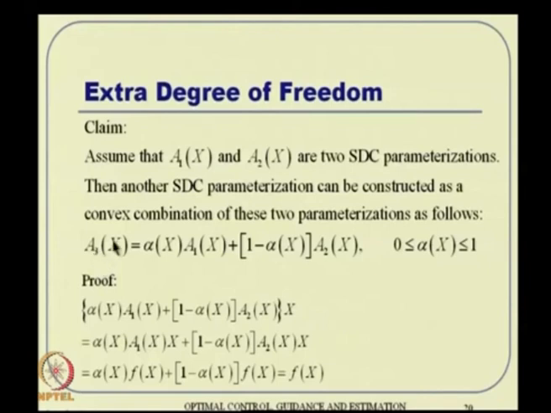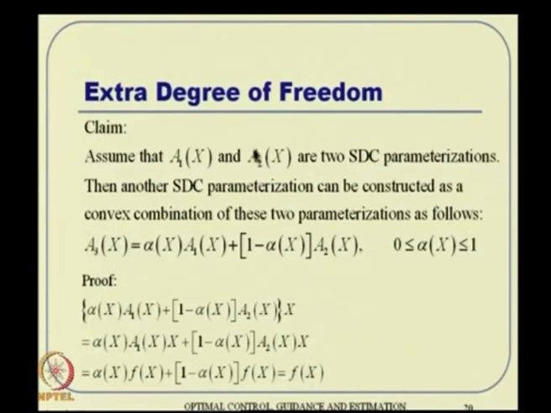Then A3 will also work. Okay, how does it work? Let us analyze this. If you substitute A3 times x, it is nothing but alpha times A1 of x times x, plus 1 minus alpha times A2 of x times x. A1 of x is a parameterization, that means A1 of x times x is f of x. A2 of x is also a parameterization, that is also f of x. That means the two terms combine and you have f of x only. So, A3 can be a valid parameterization for the same f of x.